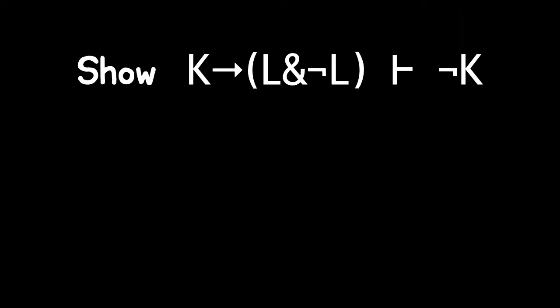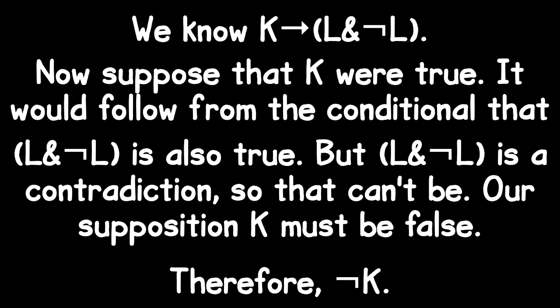Suppose we have this problem. We want to show that given K arrow L and not L, we can prove not K. We could reason in this way. We know K arrow L and not L. But now suppose K were true. It would follow from that, along with the conditional, that L and not L is also true. But L and not L is a contradiction, so that can't be. Our supposition K must be false. Therefore, not K.